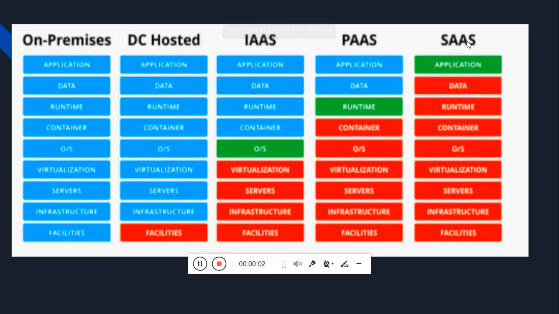Hello, today we are going to talk about cloud deployment models. So, whenever we deploy an application, it always starts with an infrastructure stack, which is a list of stuff that the application requires to run.